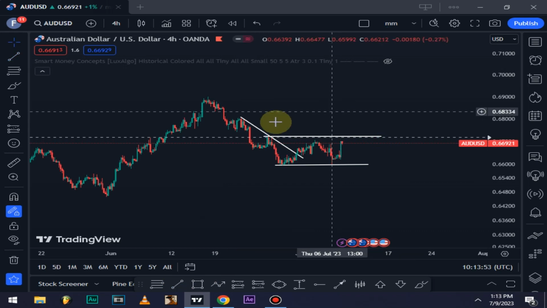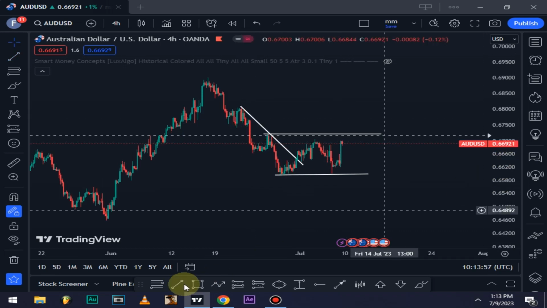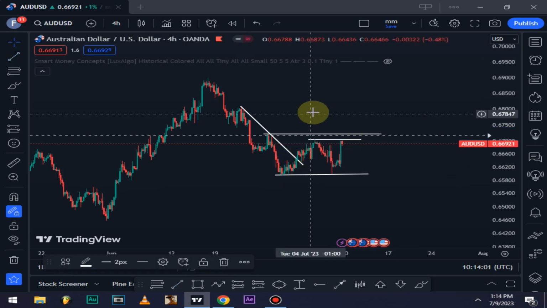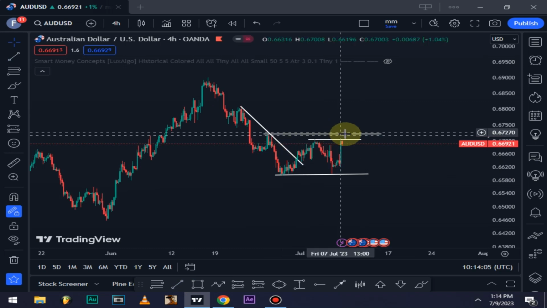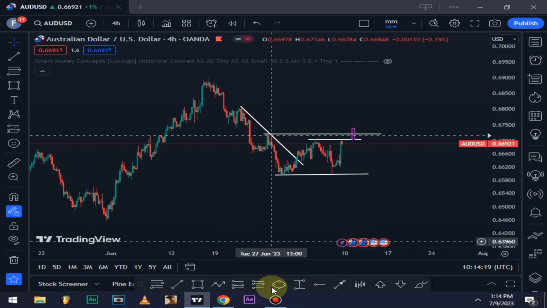That is now a resistance. So that's another resistance there. Then we also have another resistance over here, guys. I just have to wait for price to break out from this resistance. And yeah, this is another resistance, of course. Then this is the second one. So I just need a bullish candlestick close above this zone before taking that buy entry.